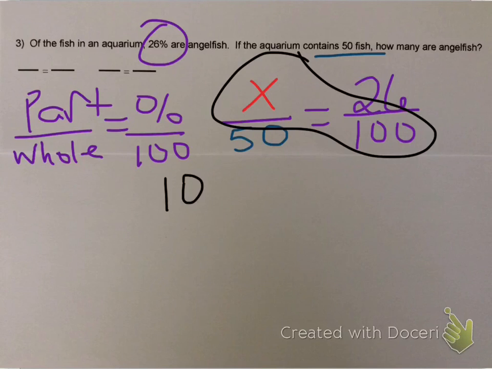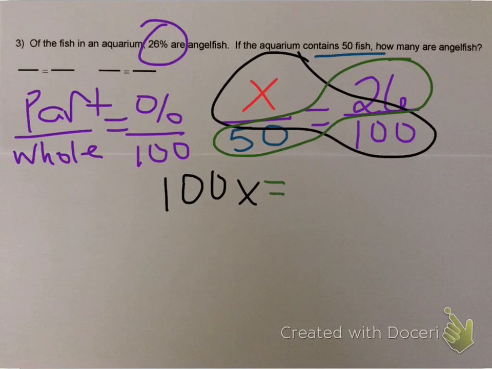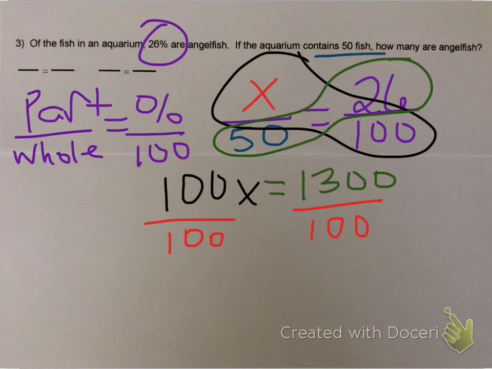100 times x is 100x. And 26 times 50, what would that be? 1,300. Okay, and again, you should be using a calculator if you need to. And we solve that by dividing by 100 on both sides. And 1,300 divided by 100 is x equals 13. And that would be 13 angelfish.